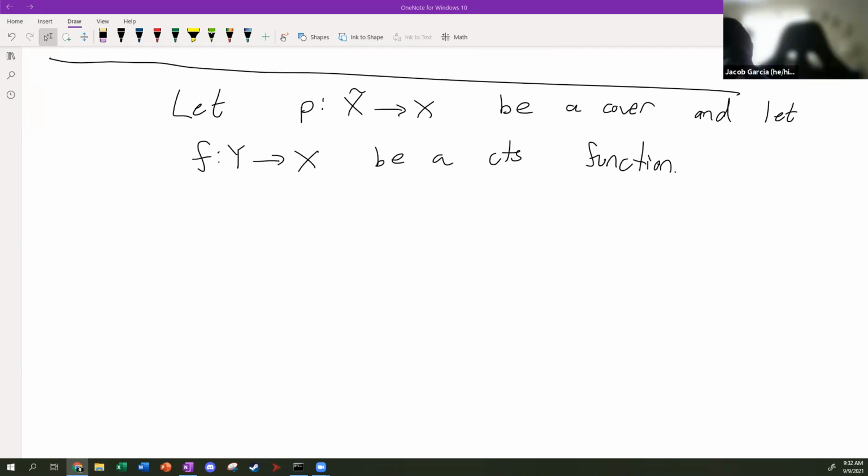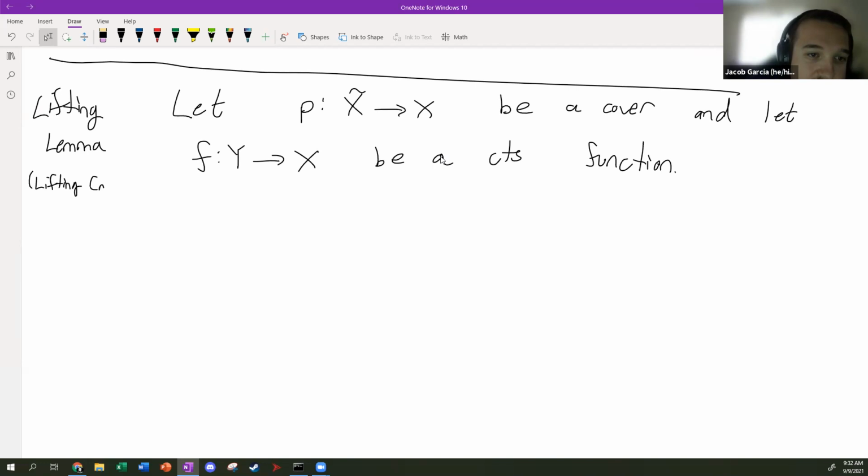Okay, so it looks like in the original problem, X and Y are supposed to be connected, locally connected, semi-locally simply connected topological spaces. So part of this is that they are locally connected, but the statement that I was going to say is called the lifting lemma, or the lifting criterion, depending on if you're working with generalized function or not.